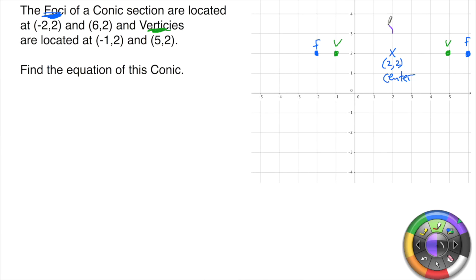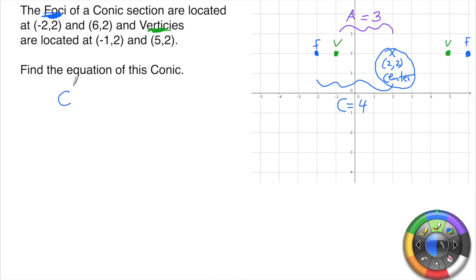The distance from the center to the vertice, in this case, is 3. And that distance, equation-wise, is going to be a. So here we have a is equal to 3 from the center to the vertice. Now the center to the focus, we're talking about this distance here. That's going to be c, because c is always related to the foci. And that distance is 4. So that gives us our A and it gives us our C. We have our center. So all we need is the B out of this.